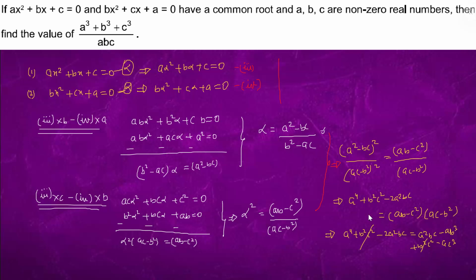So a is coming common in everyone. It is a cube, so a is coming common here also. So it is a cube minus 3abc plus b cube plus c cube equals to 0. So on going further, it will be a cube plus b cube plus c cube upon abc equals to 3. So this is the required answer.